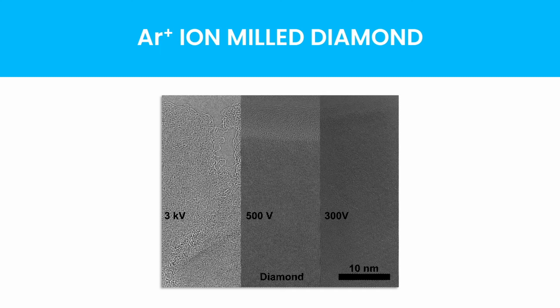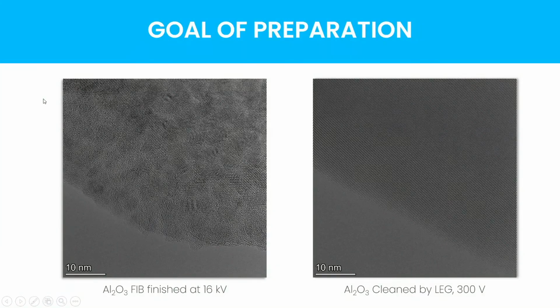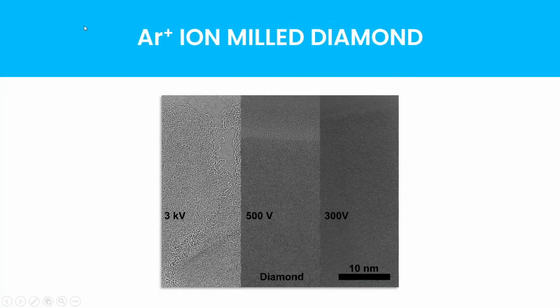Now, if you clean this sample with 500 volt argon ions, you will notice that the lattice image looks much better. But let me show you. Oops, I need to go back one. Thanks. Where is my mouse? Yeah, there it is.